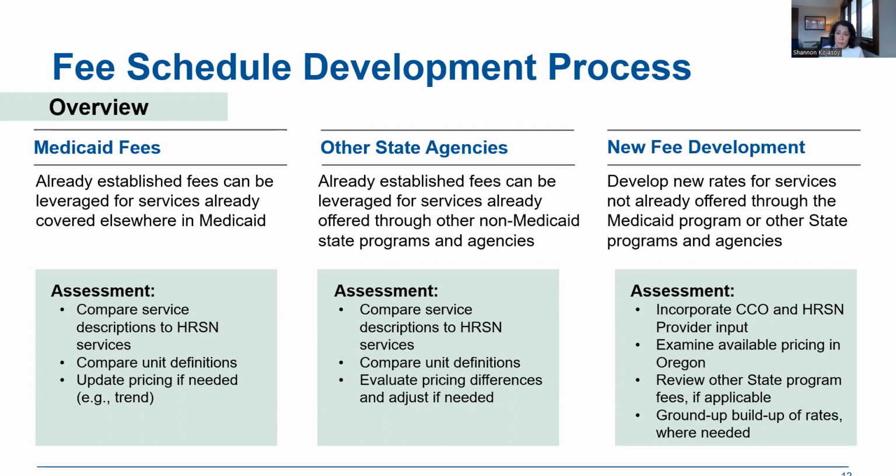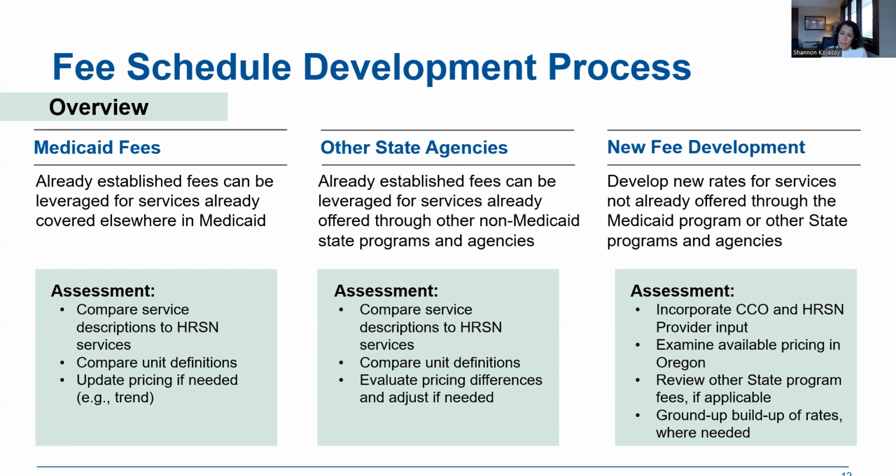If we find similar services, we assess the units and how they are defined and update pricing as appropriate. Similar services in Medicaid programs are strong price indicators, as Chelsea shared earlier. Our second step is we check other state agencies within Oregon. We want to determine if there's already established fees that can be leveraged for services already offered through other non-Medicaid state programs and agencies. In review, we again look to compare those service descriptions to HRSN services, again, compare those unit definitions, and this time we'll evaluate pricing differences and adjust if needed, just recognizing as non-Medicaid agencies, they may have different pricing requirements.